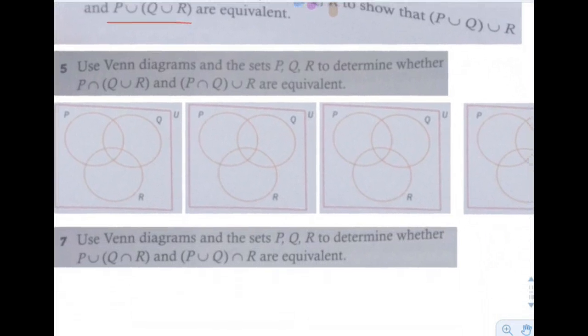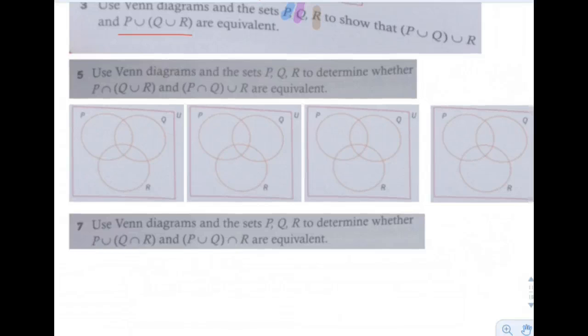Number 5. Use Venn diagrams and the sets P, Q, and R to determine whether P intersect Q union R and P intersect Q union R are equivalent. I would guess no, but we'll see. So let's see. Q union R is this space here. And then we're going to intersect it with P. So then it would only be this part here. Okay, so that's that, right? Then we're going to do P intersect Q, which would be just this fish-shaped thing here.